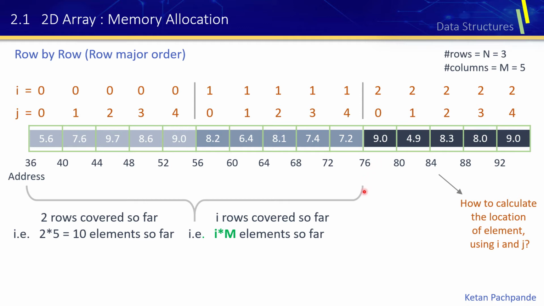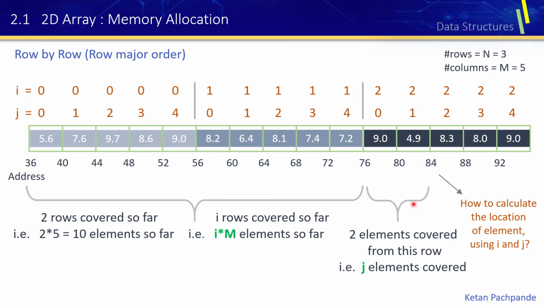Now what about the elements which are covered in this row before the element we are interested in? In this example, as I have considered i as 2 and j as 2, two elements are covered here, that is 9.0 and 4.9. And I can see that the j value indicates the number of elements covered in that row. So what is the value of j here? 2. So 2 elements are covered, 0 and 1. If I take the j value as, let us say, the last element, that is 2 and 4, what is the j value? That is 4. That means in this row, so far, 4 elements are covered: 0, 1, 2, 3. That are 4 elements. So simply I can say the value of j indicates the number of elements covered in this row so far.